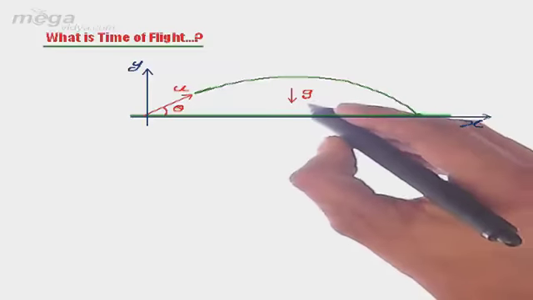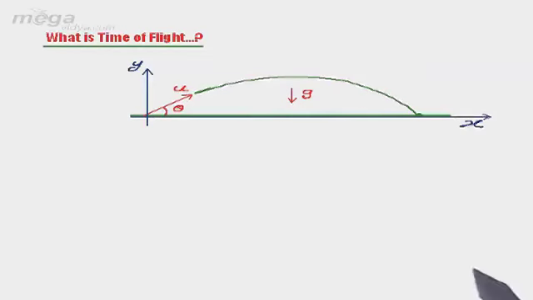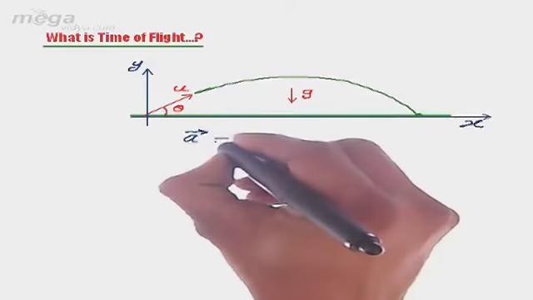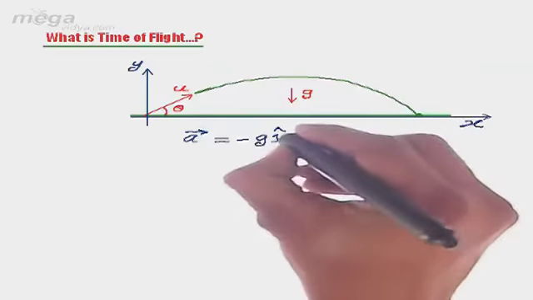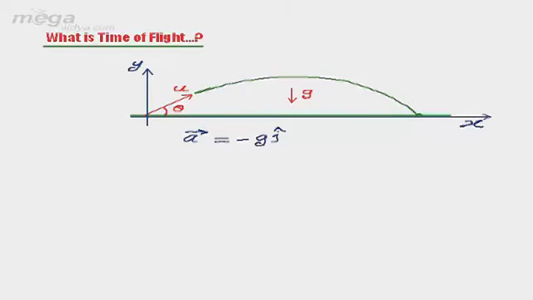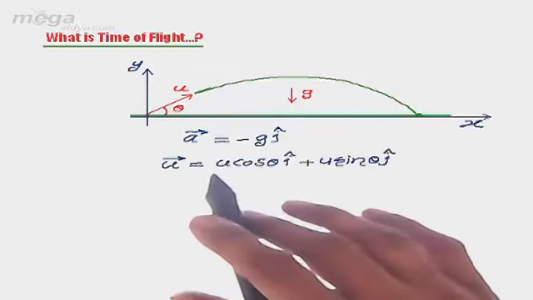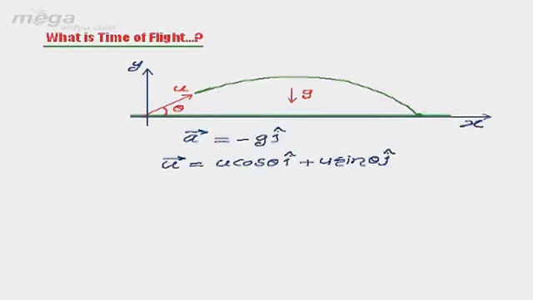We know that the acceleration of the particle is towards the negative Y direction. So if we want to write its acceleration in vector form, vector a equals minus g j cap. The velocity of the projectile can also be represented in vector form as vector u equals u cos theta i cap plus u sin theta j cap.